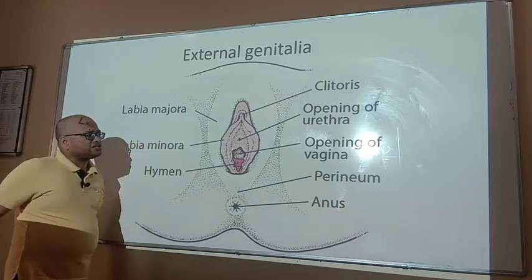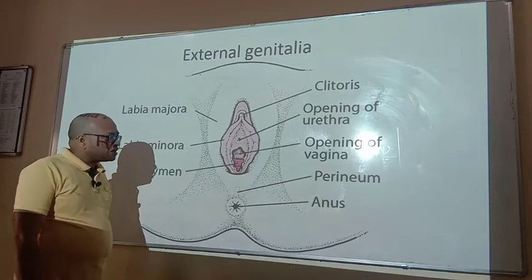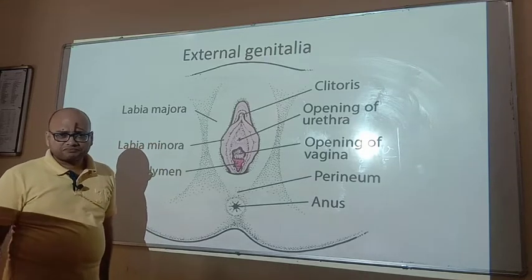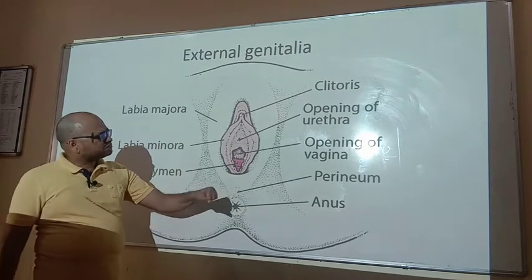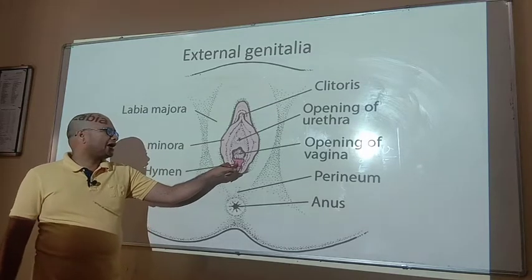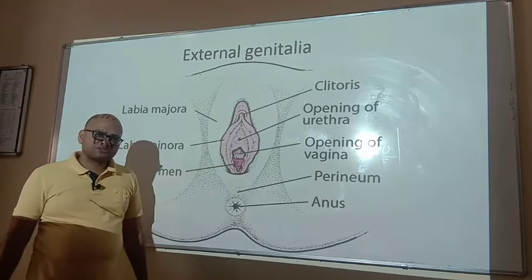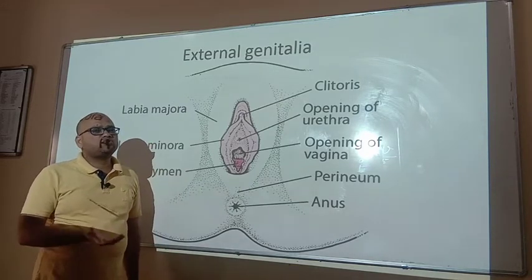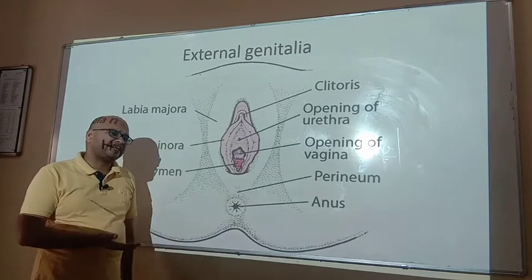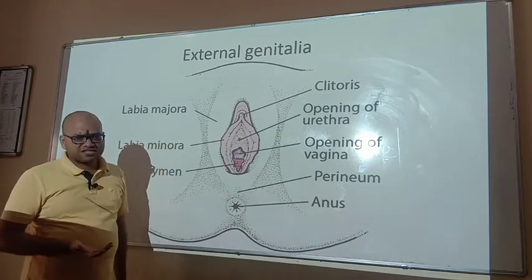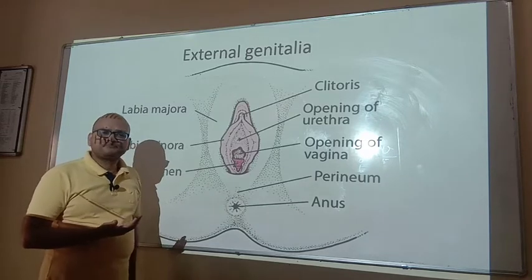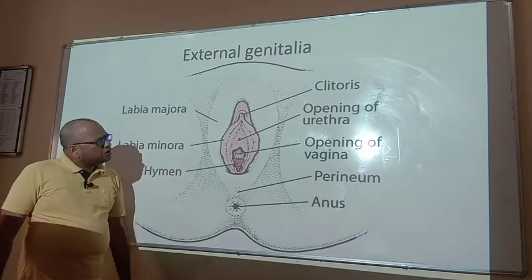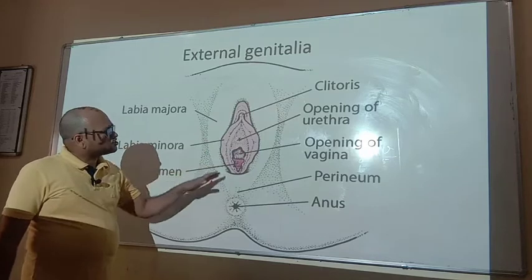The vaginal orifice is guarded by a very thin membranous structure called the hymen. This hymen is lost at the time of first sexual intercourse, but it can also be damaged or lost due to certain other practices, just like cycling, running, swimming, exercise, or any type of accident. So this is the external genitalia.